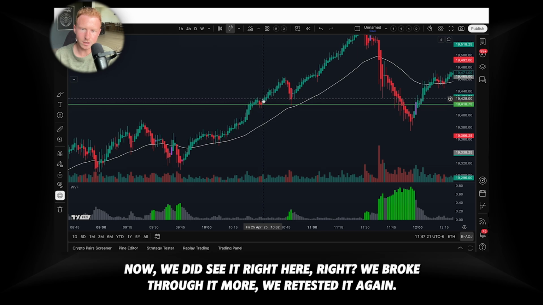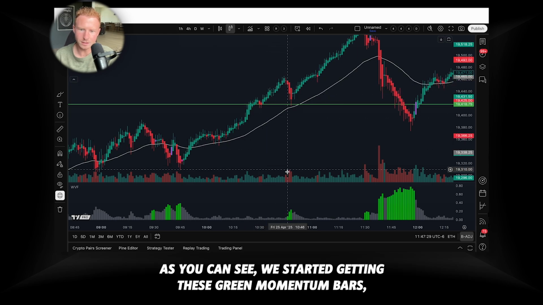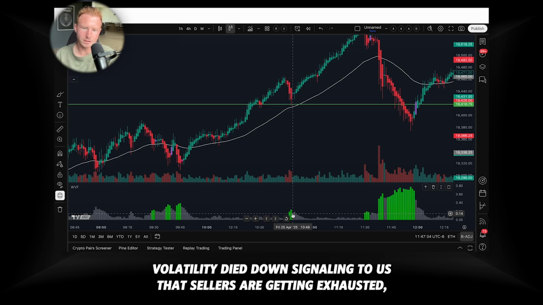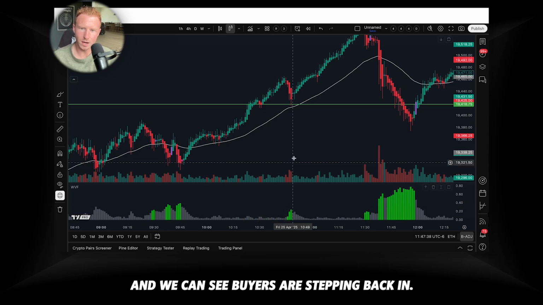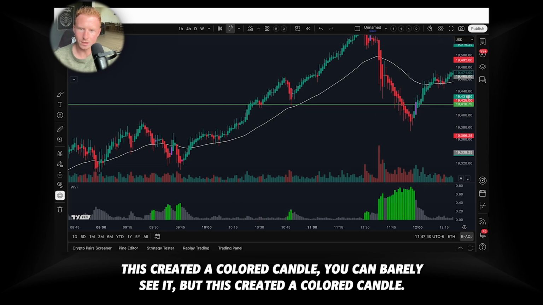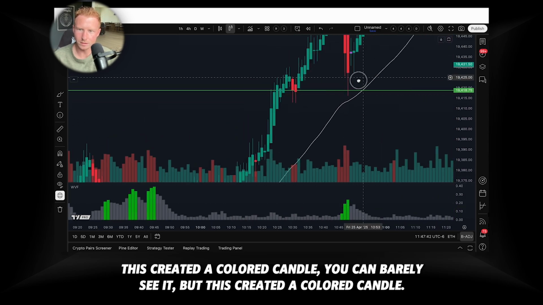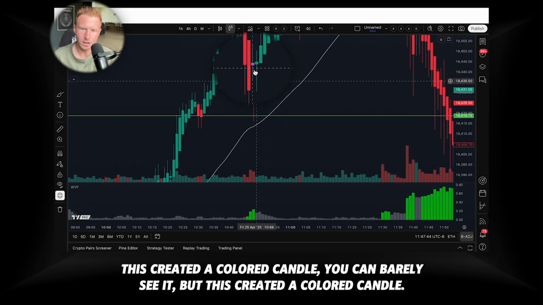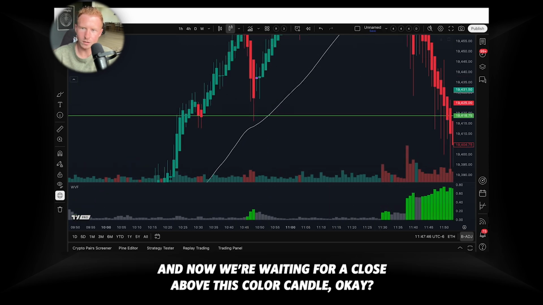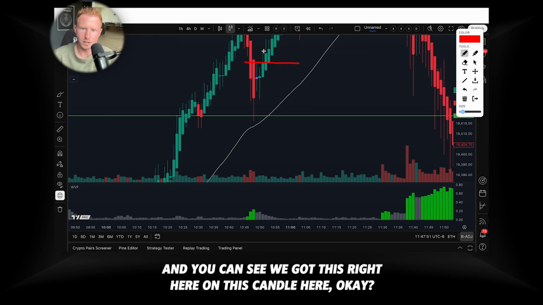Now we did see it right here, right? We broke through it more. We retested it again. As you can see, we started getting these green momentum bars. Volatility died down, signaling to us that sellers are getting exhausted, and we can see buyers are stepping back in. This created a colored candle. You can barely see it, but this created a colored candle. And now we're waiting for a close above this colored candle. Okay, and you can see we got this right here on this candle here.